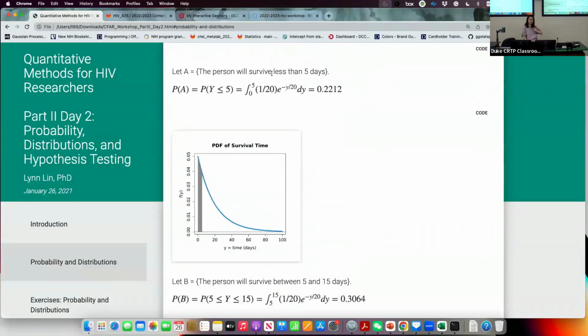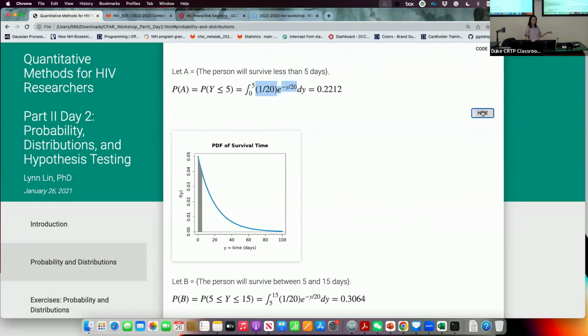Okay, so this is just a concept that tells you how you can compute the probability as well. So here, again, the event is that the person will survive less than 5 days. Mathematically, how to quantify this statement is that the survival time will be less than or equal to 5. This is how we translate the words into math and the equation. Then how we compute it is that you do the integral. The boundary is from 0 to 5, you plug in this function, and integrate with respect to y.